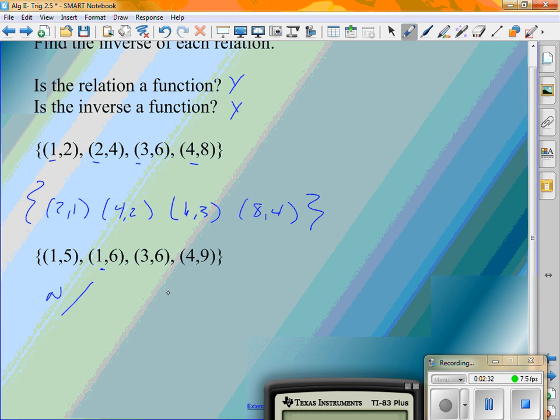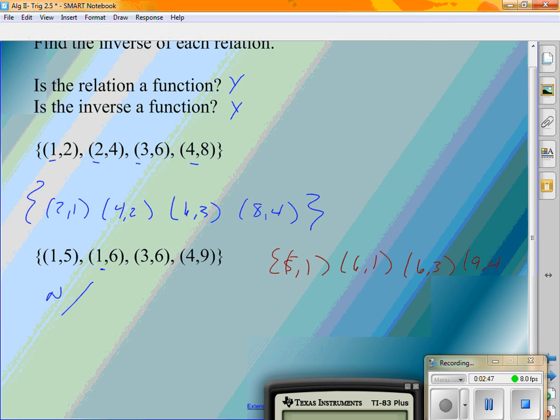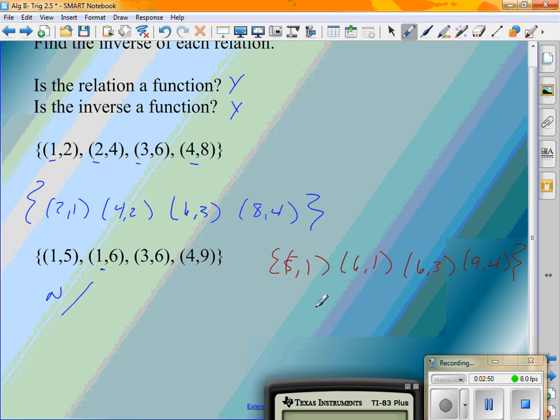The inverse is going to be what? 5, 1, 6, 1, 6, 3, and 9, 4. It's hard to see that, I know. Is this a function? No. Why not? 6 goes to 1, and 6 goes to 3. So neither of them are functions. Do you understand basic inverses? Do you still understand when it's a function and when it's not? This is nothing really new right here.